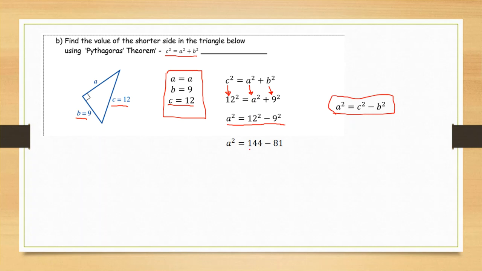12 squared is 144, 9 squared is 81. So A, that should be, equals the square root of 63. 144 take away 81 is 63, and we go from A squared to square root. So A equals 7.9 units.